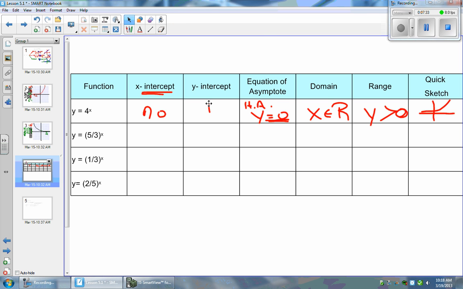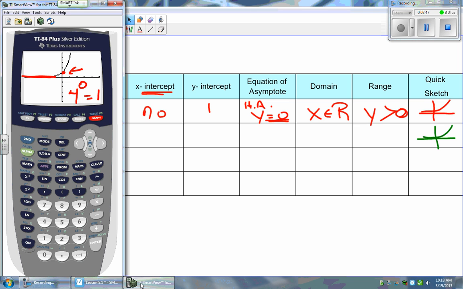So let's do the rest of these real quick now that we know what we're doing. Here's a number bigger than 1. So of course, this quick sketch is going to look just like that. Don't believe me? Well, let's go back. It's 5/3 to the power of x. Let's clear this ink right here. Go y equals, bracket 5 divided by 3, bracket to the power of x. And let's see what it looks like. Sure enough, it's exactly the same. And again, it goes through the 0, 1.